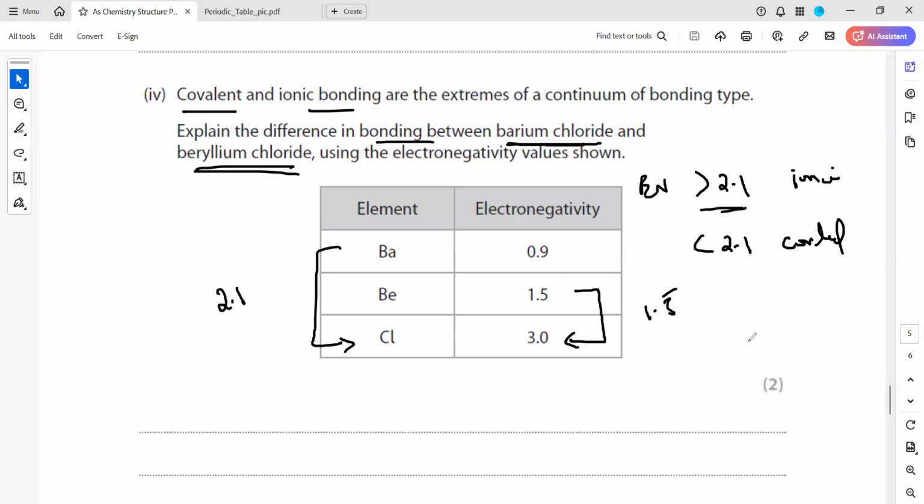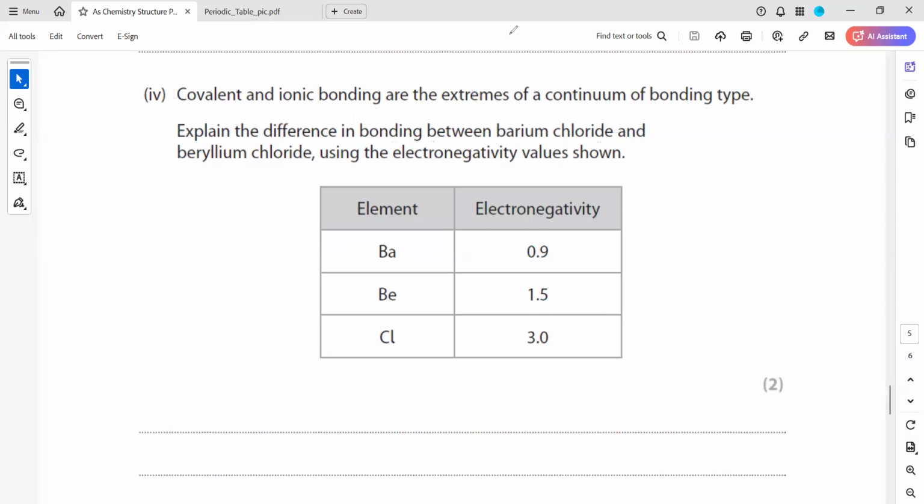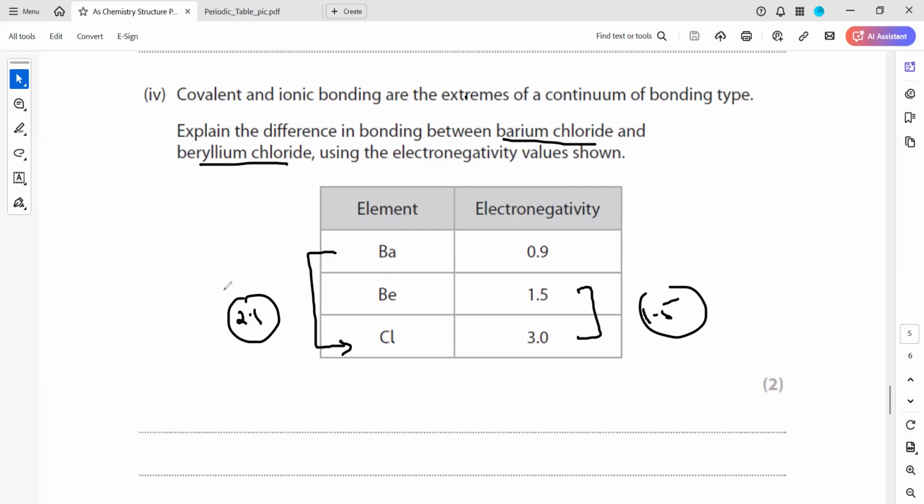It's not a rule that if it's a metal and a non-metal, it will always be ionic. It depends on the difference in electronegativity. If you see a metal, you cannot directly say it's ionic. It can be covalent as well. So for barium chloride the electronegativity difference was 2.1, but for beryllium chloride it is 1.5. If the electronegativity difference is greater than 2.1, it will be ionic. But if it is less than 2.1, it will be covalent.